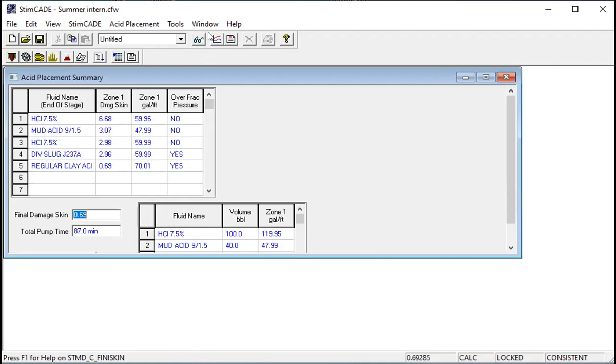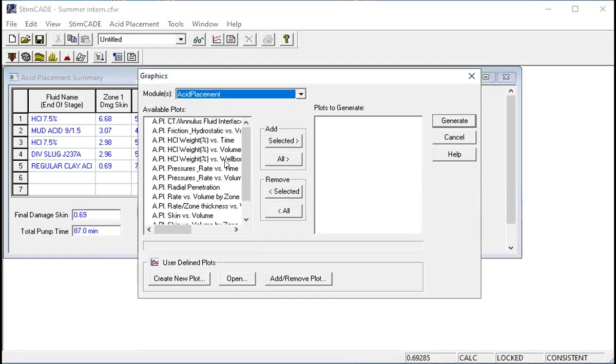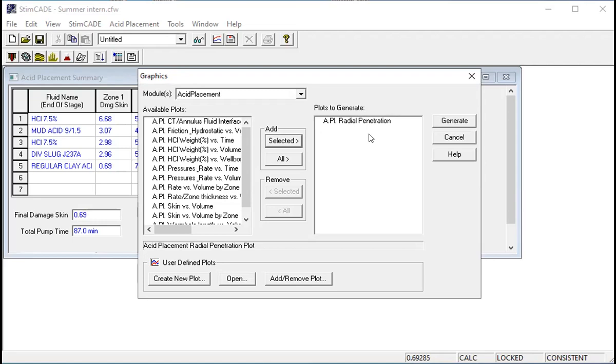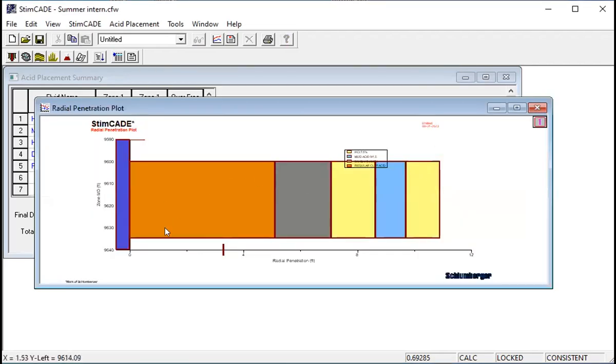So you could also come here to get those plots. Once I click here on graphic, I could look at radial penetration. I click on this radial penetration, I click on select, and I generate. And then I see exactly this is our key here. You can look at your key to see exactly what you have. These are the various acids that we have within the particular formation. You can see the drainage area of that reservoir that is occupied by the various acids. You can see all of it there.